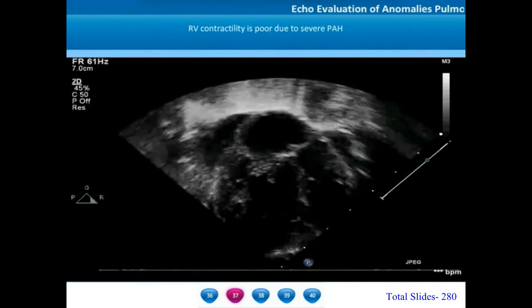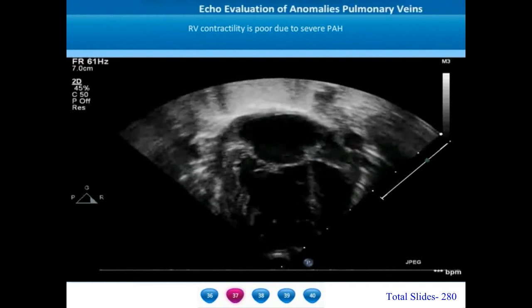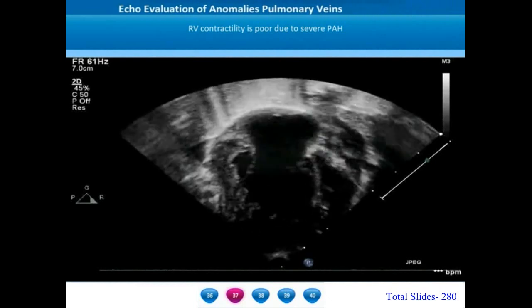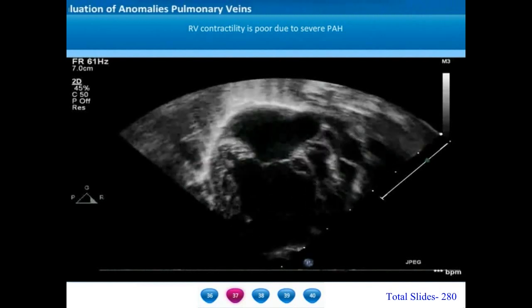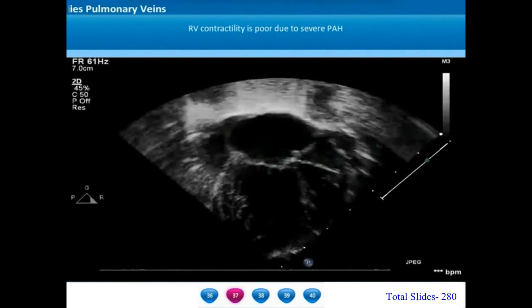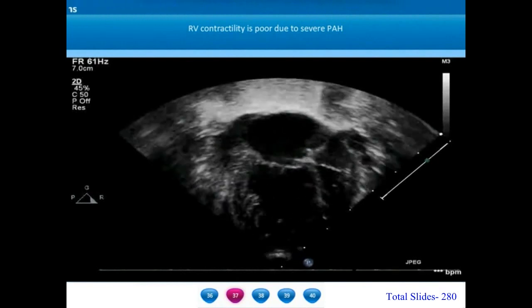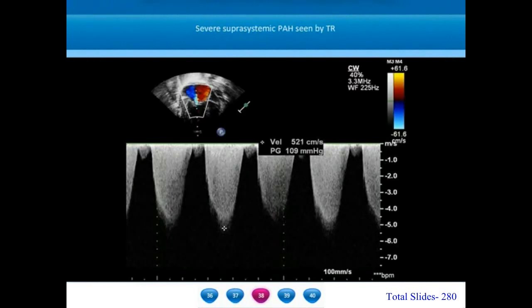The poor RV contractility and the elevated right ventricular systolic pressure is confirmed on this apical view, where the left ventricle is almost squeezed to one corner. When we interrogate the tricuspid regurgitation signal on this apical four-chamber view, we get a rough idea about the right ventricular systolic pressure, and we clearly know that this is suprasystemic. The RVSP is 109 added to right atrial pressure.